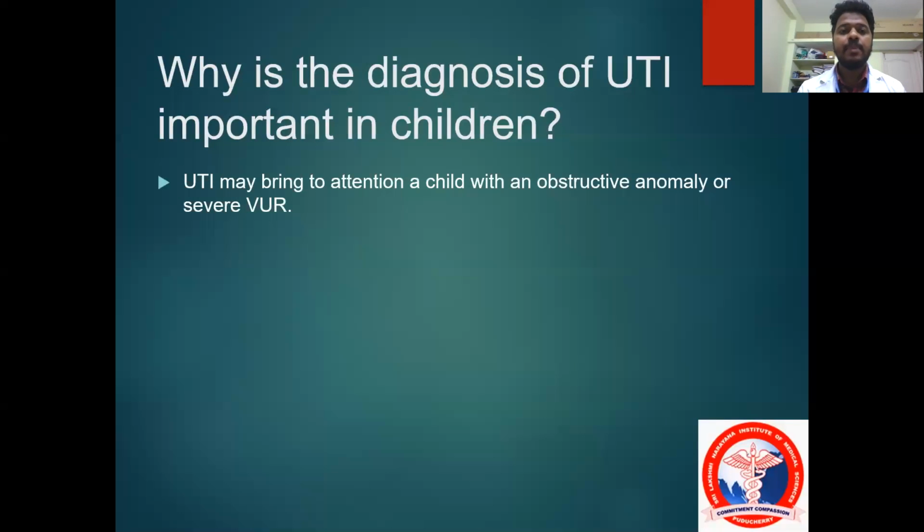So UTI may bring to attention a child with an obstructive anomaly or severe vesicoureteric reflex. These are very important because the diagnosis of UTI brings the child with an obstructive anomaly or severe vesicoureteric reflex to the general practitioner. If there is a delay in diagnosis of a UTI, the child may go into septicemia or scarring.